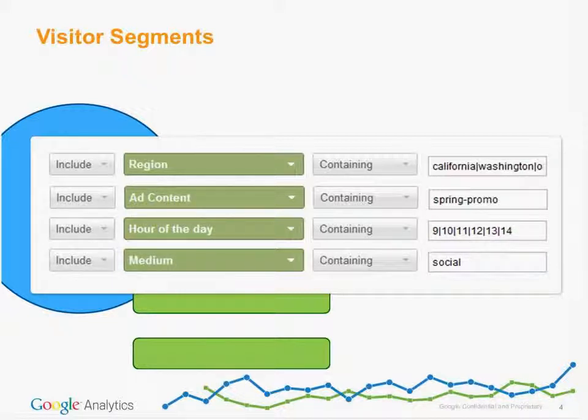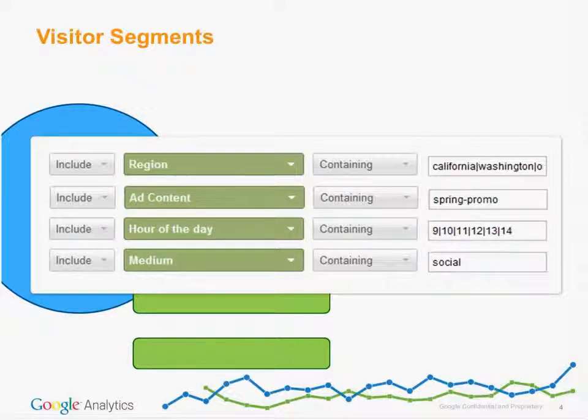You could be looking for the group of visitors who all came during the work hours of the day, so 9 through 2 p.m. in this example, or early work hours at least. Or you could be looking at the segment of your visitors who specifically came through what you've identified as social traffic. Now, not all of these segments come automatically.